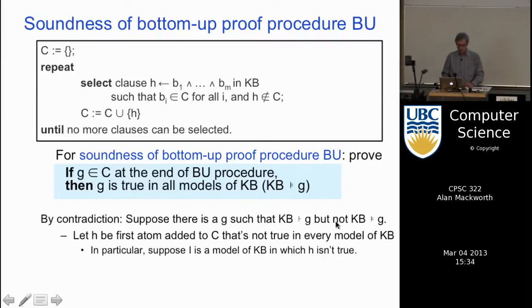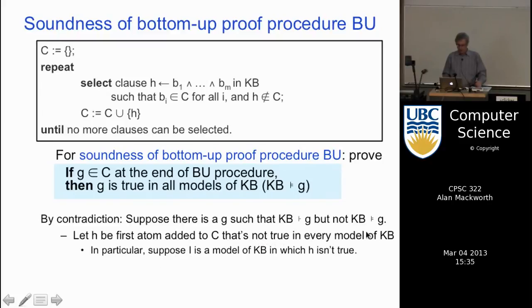Okay, suppose that's the case, then there must be a first atom, we'll call it H, that's added to C that's not true in every model. So G is not true in every model. It may not be the first atom that we add to C for which that's the case. It may or may not be. But let H be the first atom added to C that is not true in every model. There must be such an H if this hypothesis is true.